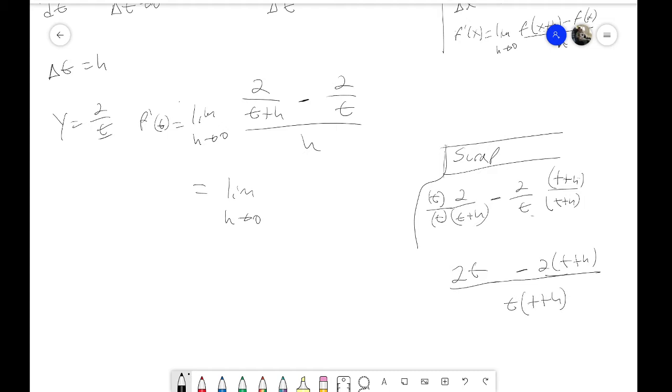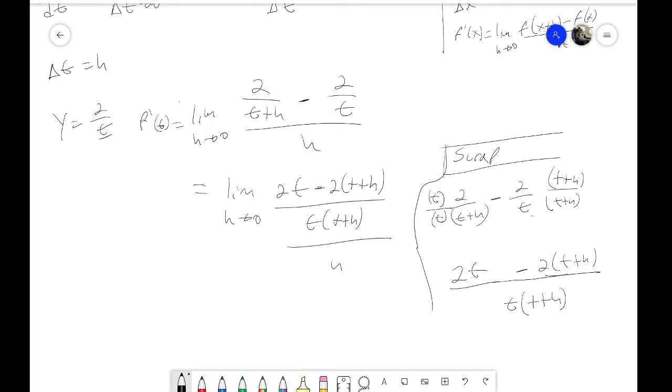Okay, so this may make your life much easier when dealing with a problem like this. So now, instead of having two fractions, we consolidated this into just one fraction in the top. So minus 2 times t plus h, divided by t times t plus h, divided by h.